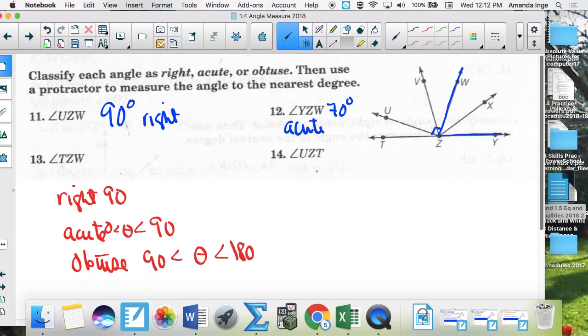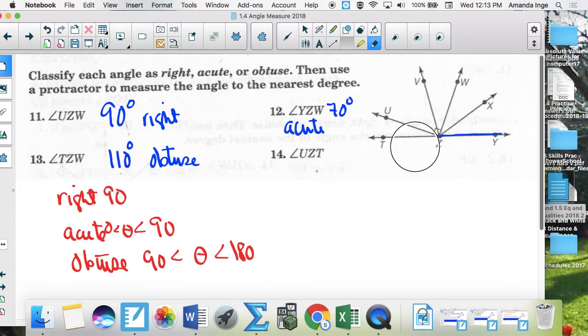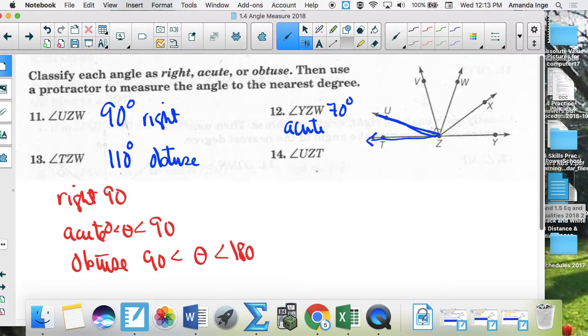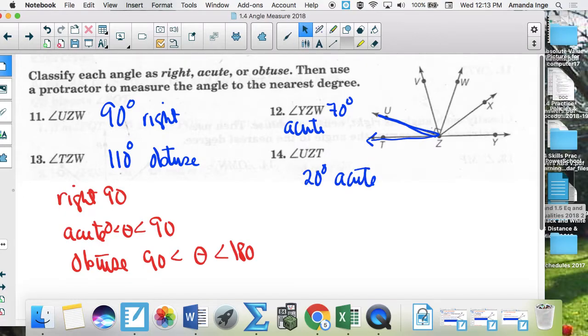All right, T, Z, W, 110, obtuse, yes. Then we have U, Z, T. That's 20 degrees. Everybody got 20? Oh, wait, I had 30. I say 20. Okay. All right, did y'all all get 20 or did some people get something else? 20. Okay.